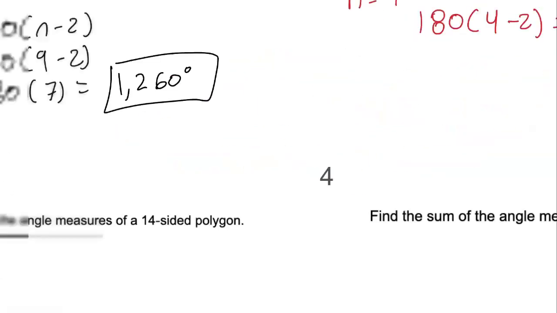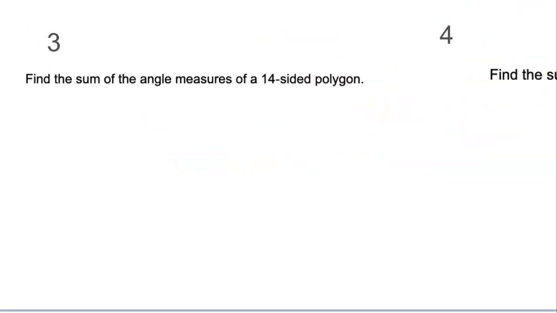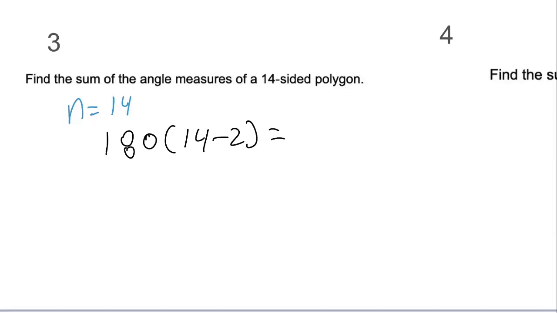All right. Number three, find the angle sum of the measures of a 14-sided polygon. These ones are the easy ones because it already tells you how many sides it has. It's literally the number that's in the front. So all you gotta do is 180 times 14 minus 2, which is 2,160.